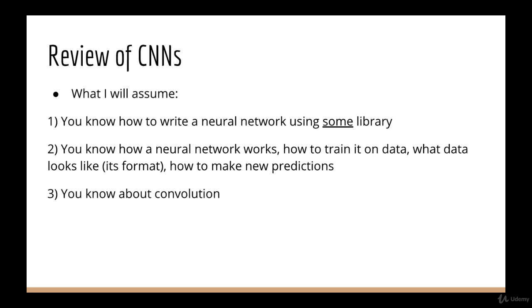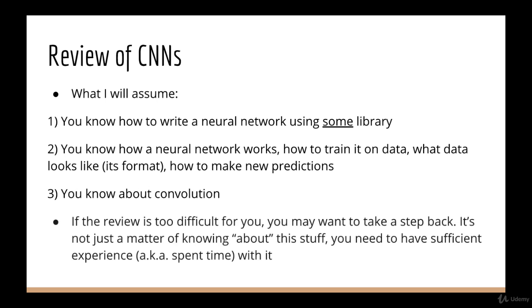We are definitely not going to go over convolution from scratch in this course, because we already did that in the last course. So if you find anything in this review confusing, or you need more review, remember that this is just a review, because the rest of the course isn't just dependent on you knowing this stuff, but also having experience with it.